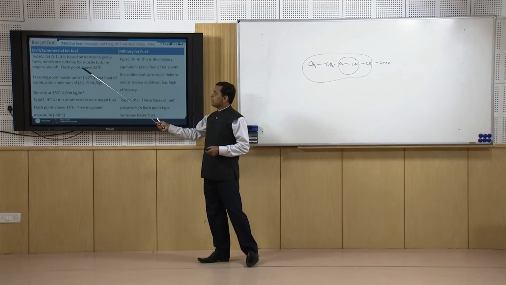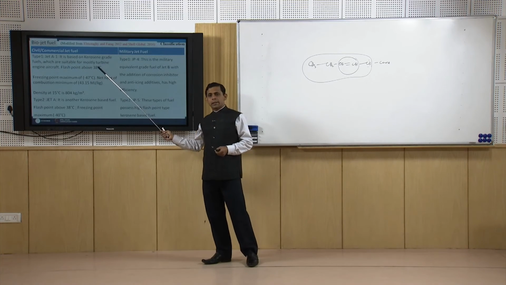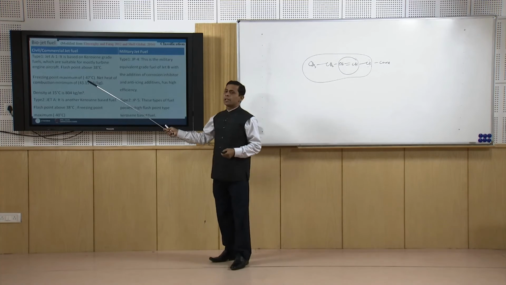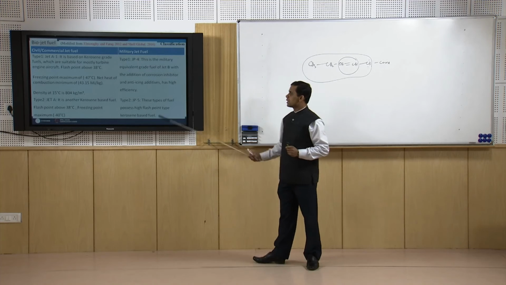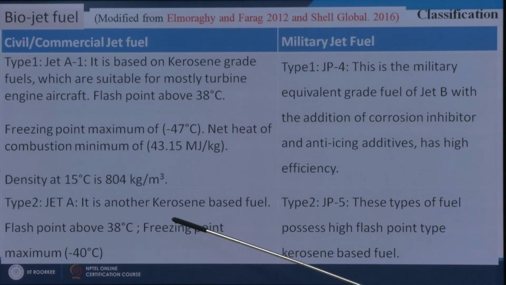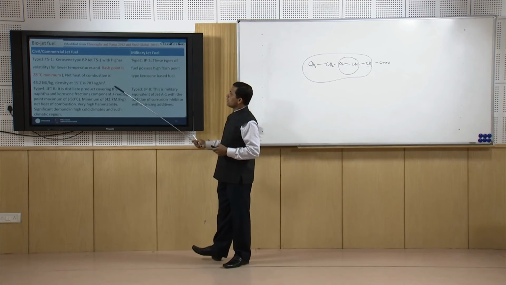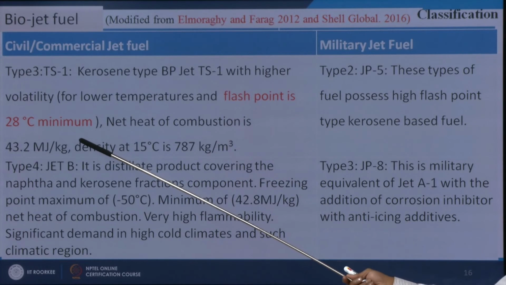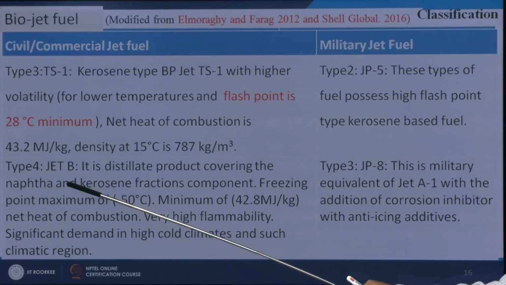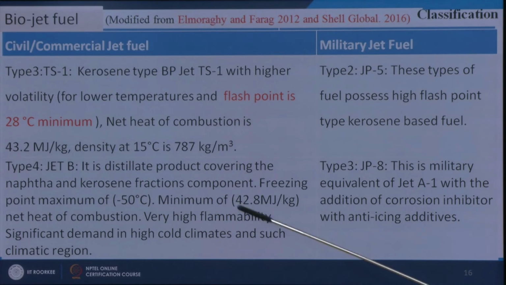Type 1 jet fuel, its flash point is around 38 degree centigrade and freezing point is minus 47 degree centigrade. So, these are two major parameters which differentiate different types of jet fuels. For type 2, the flash point is 30 degree centigrade, but freezing point is minus 40 degree centigrade. Type 3, TS1, the flash point is lower, that is 28 degree centigrade minimum. That is type 4, and jet B, this is having minus 50 degree centigrade of freezing point.